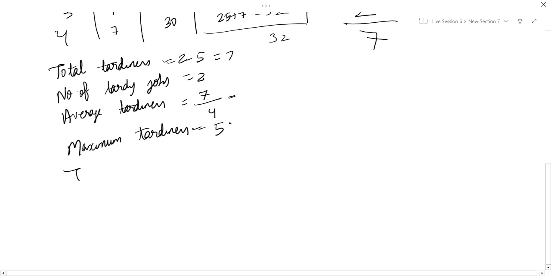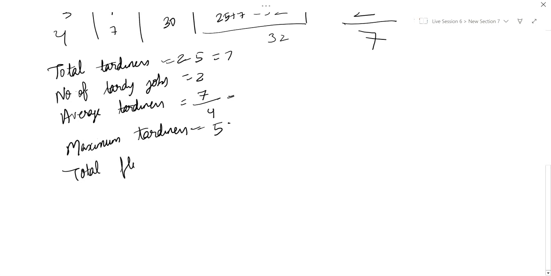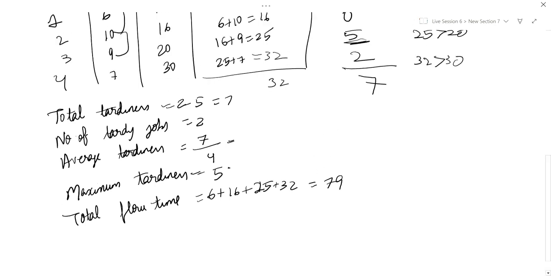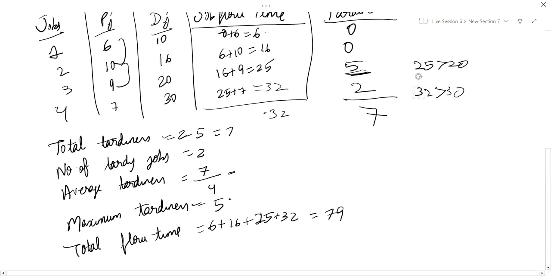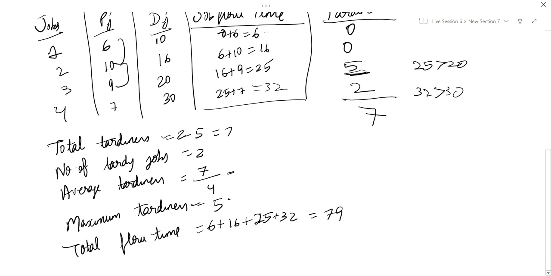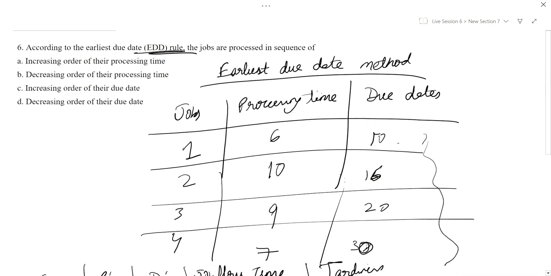And if someone asks what is the total flow time, the total flow time is equal to 6 plus 16 plus 25 plus 32, which is equal to 79. So this is the total flow time. When you add all this, it will be the total flow time. Okay. So from this earliest due date rule, we find out the total tardiness.